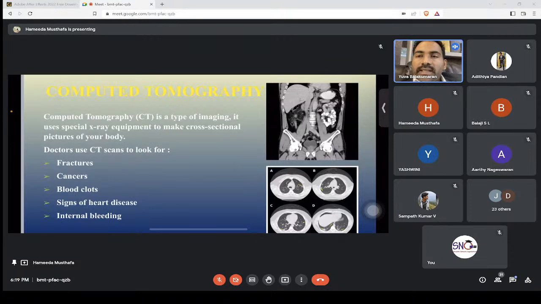We should not take a CT scan for a pregnant woman because it uses X-rays that are harmful for the baby. So other than antenatal women, we can take CT scan for other diseases.